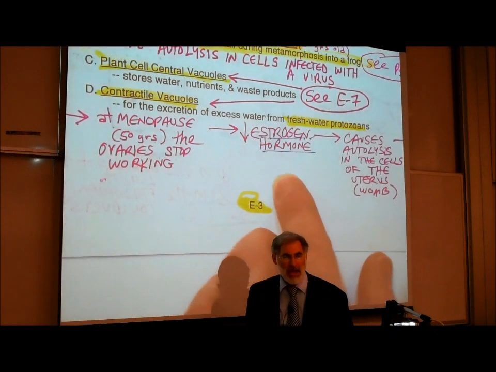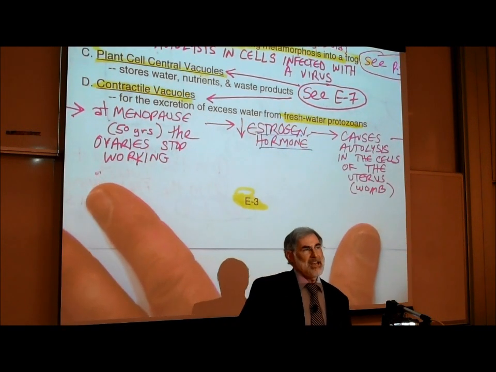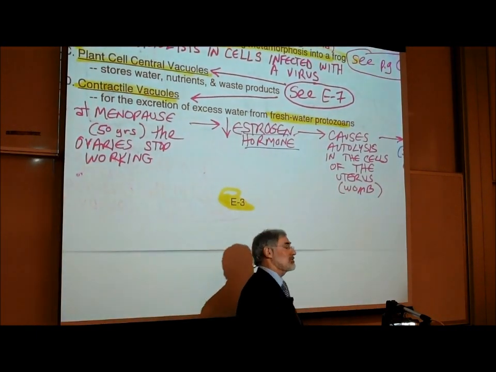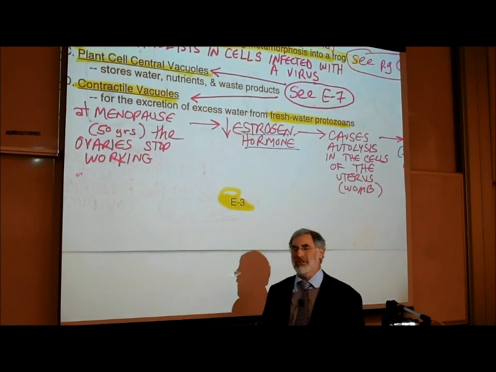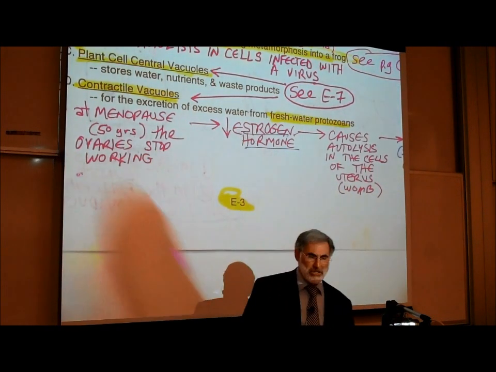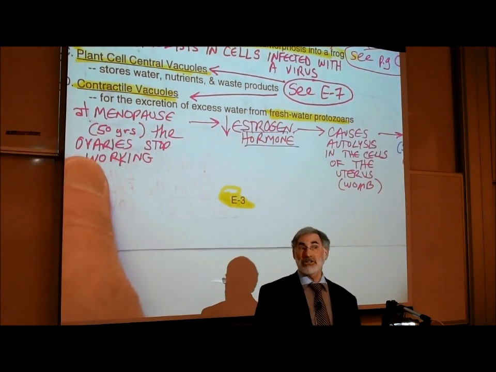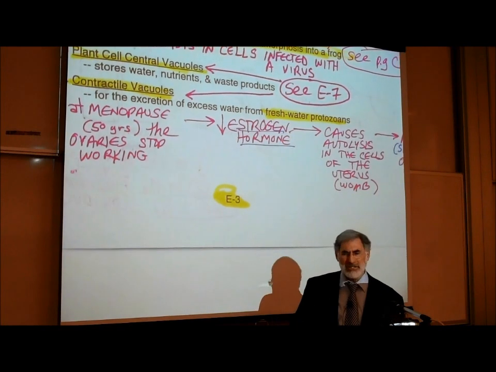All right? So what happens, therefore, is the drop in the estrogen hormone level. Now, this drop in the estrogen hormone level, because the ovaries are no longer producing estrogen, causes a number of changes in a woman's body. It causes changes in her skin. It causes changes in her bones. Her bones become more likely to develop osteoporosis, weakness of the bones. And it causes other changes.